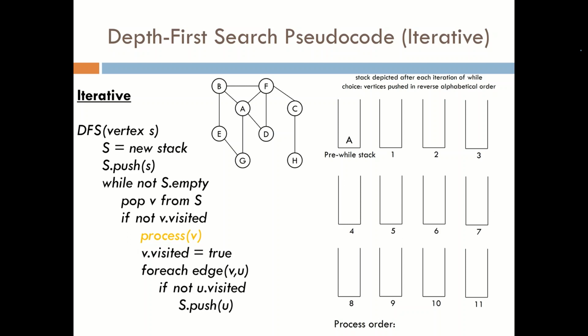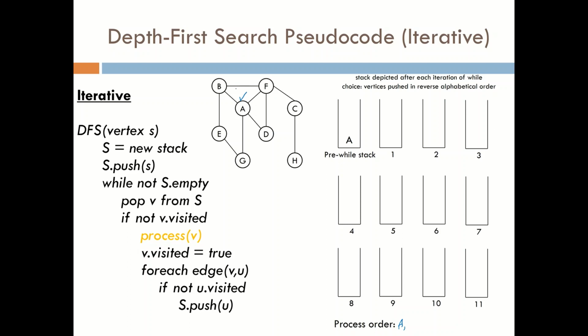value from the stack. And since A has not been visited, we will process A. So we will begin by writing A here. And we can now mark A as visited, and I will do so on the graph here. So a check mark by the vertex means it's been visited.